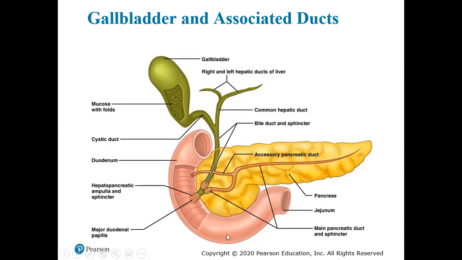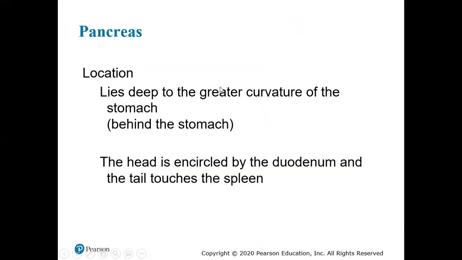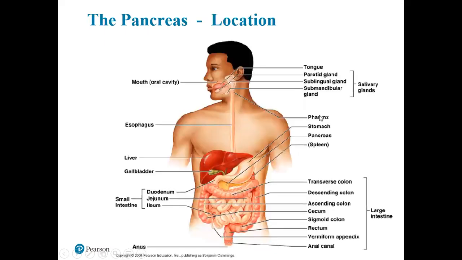The duodenum is about 10 inches long, and once it makes this curve around the pancreas, it then is going to turn into the jejunum. The pancreas lies deep to the greater curvature of the stomach. Its head is encircled by the duodenum and its tail touches the spleen. So it is here.